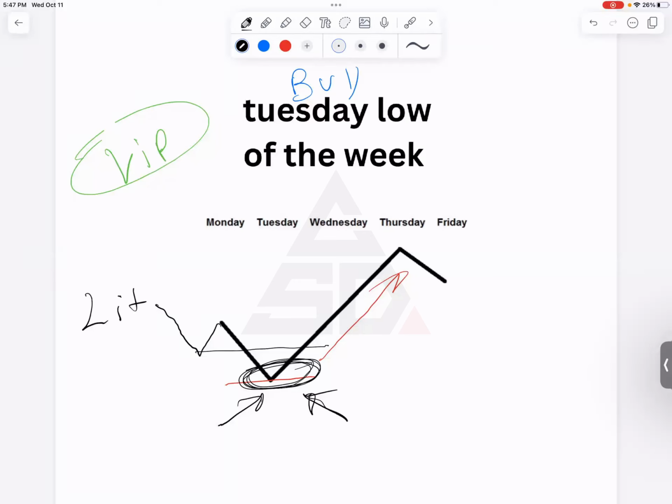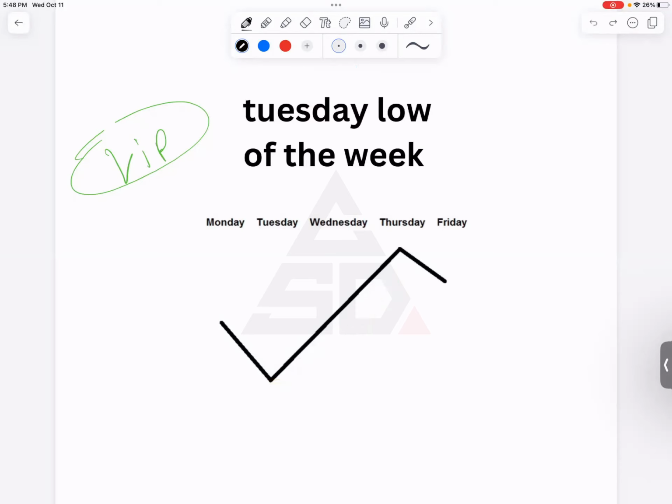Now the candle closure. When you look at the price action on the chart, this is the open, and this is the close. It closed on Friday, open on Monday. The candle will look essentially like this.